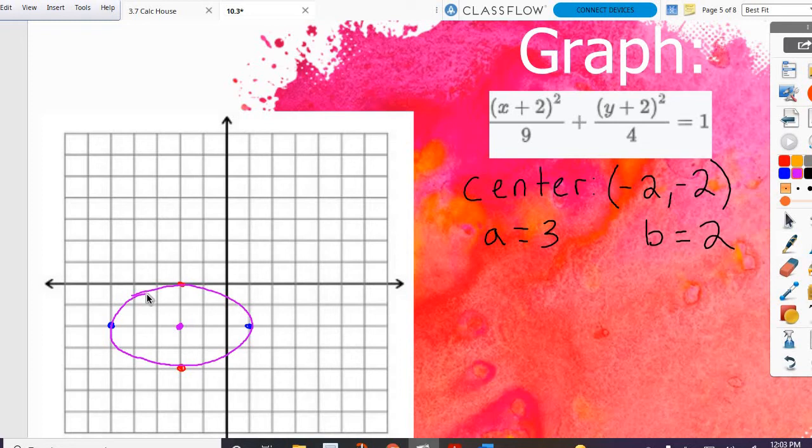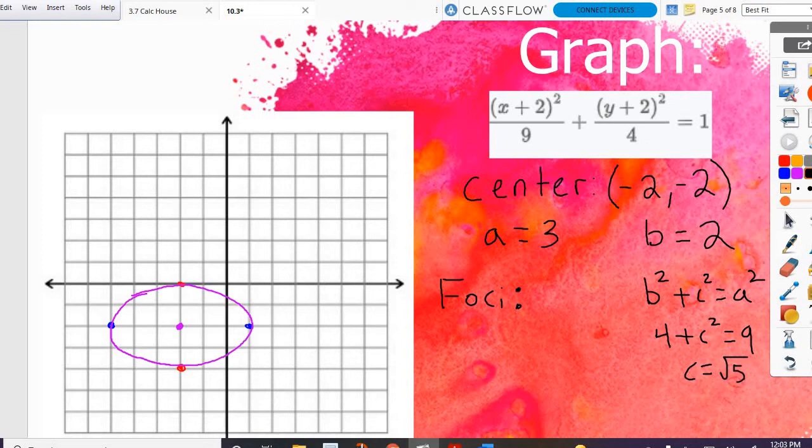So, what would I do if they asked me to label or find our foci? What do we need to find? C. Our C value. So, we would use our B squared plus C squared equals A squared. So, we would have 4 plus C squared equals 9. So, C equals the square root of 5.